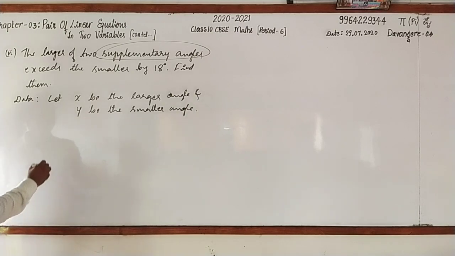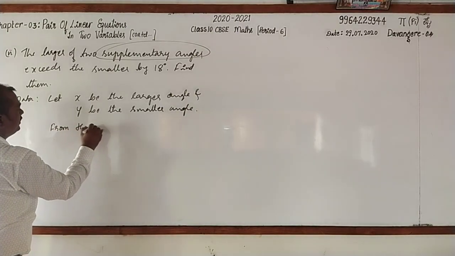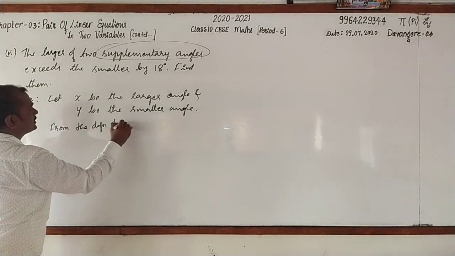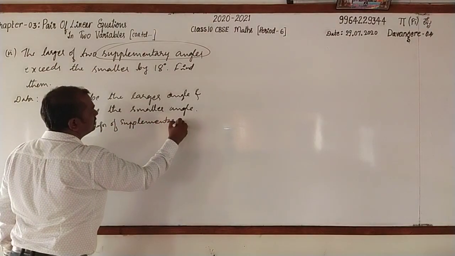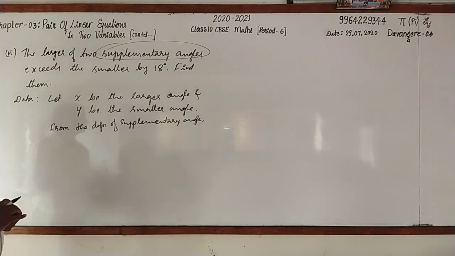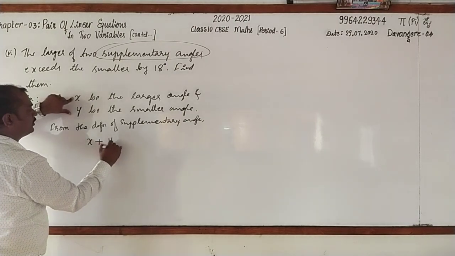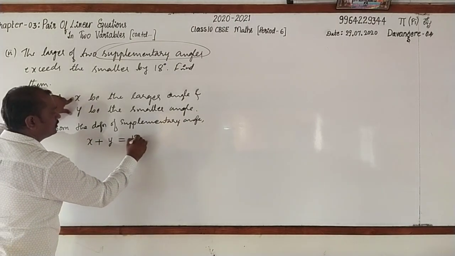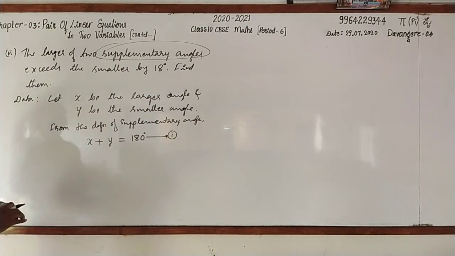According to the definition of supplementary angles, what is it? The sum of two angles is 180 degrees. So x is one angle, y is another angle. It is 180 degrees. You may call it equation 1.